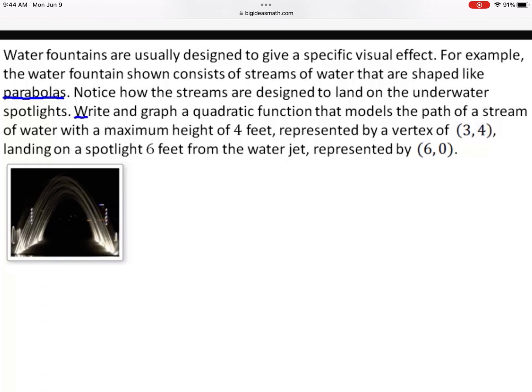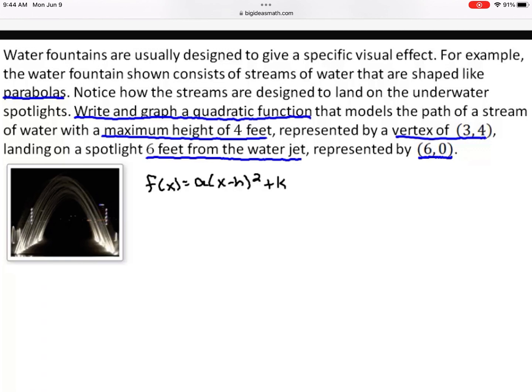Write and graph a quadratic function that models the path of a stream of water with a maximum height of 4 feet represented by a vertex of (3, 4), landing on a spotlight 6 feet from the water jet, represented by (6, 0). To solve this problem, use the given points and the vertex form to write a quadratic function, then graph the function. The vertex form of a quadratic function is f of x equals a times the quantity x minus h squared plus k.